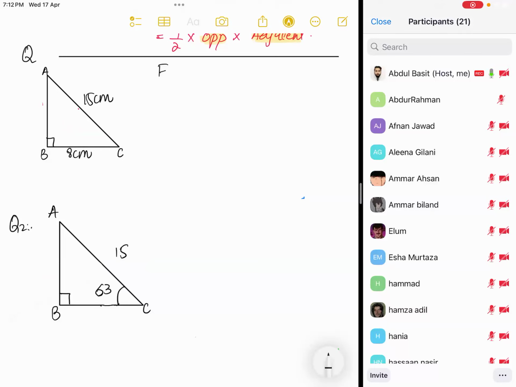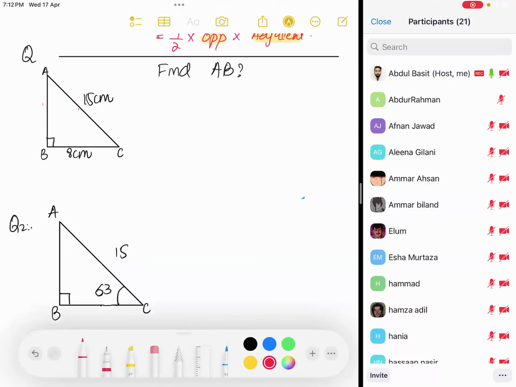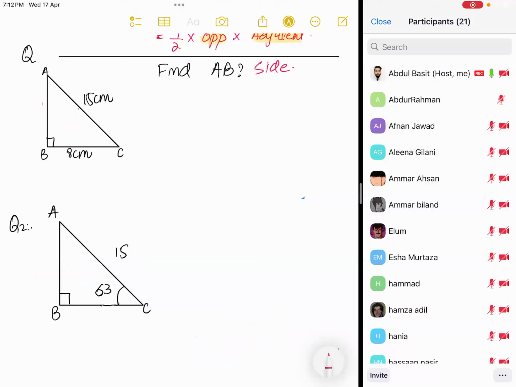Okay. For example, the demand of the question is to find AB. I know very well that AB is a side, and I have two sides available already. So it means I have the formula, which is the Pythagoras theorem: hypotenuse square is equal to base square plus perpendicular square. The side opposite to the 90 is called hypotenuse. It doesn't matter if I write this as B or P. So P is unknown, so I'm going to write P as AB. So hypotenuse square would be 15 square, which is equal to 8 square plus P square.